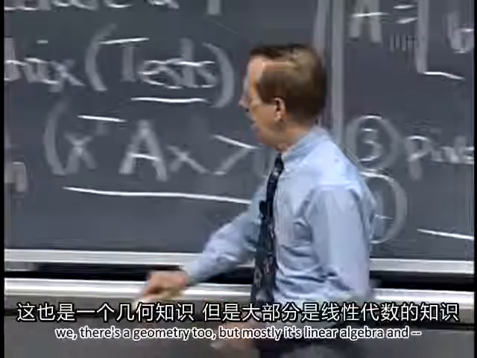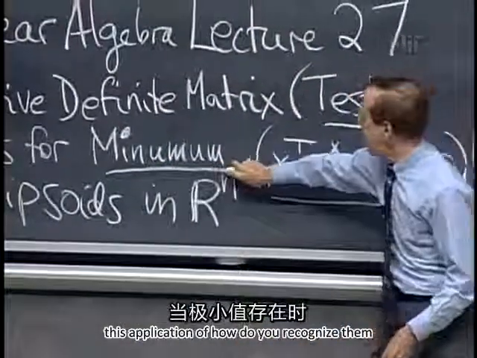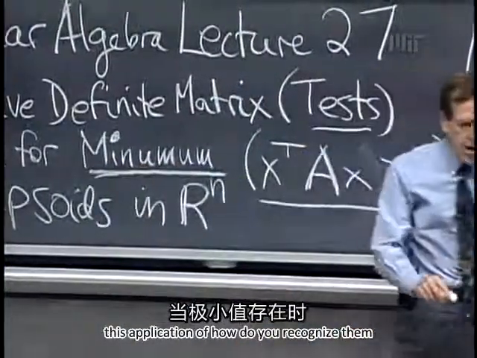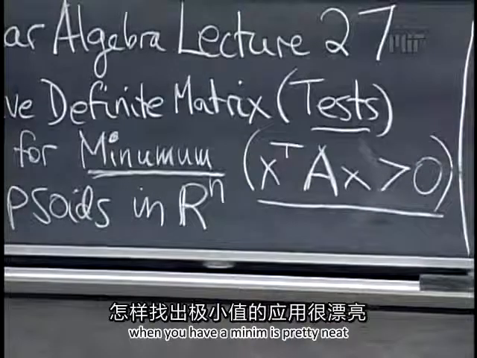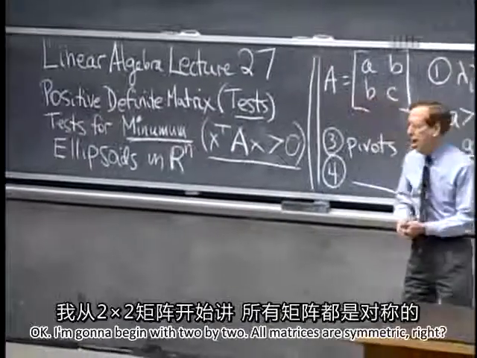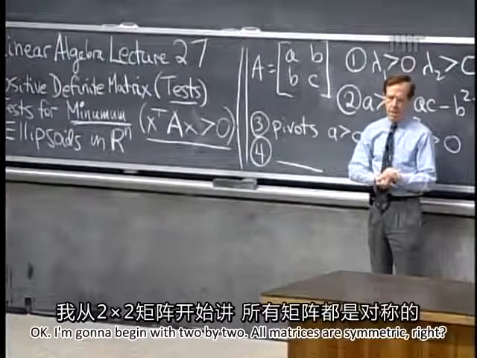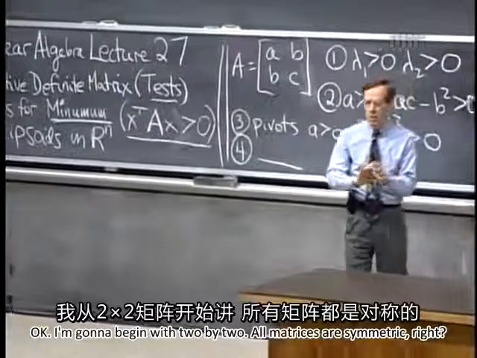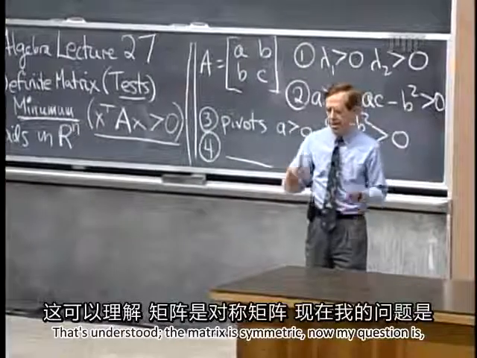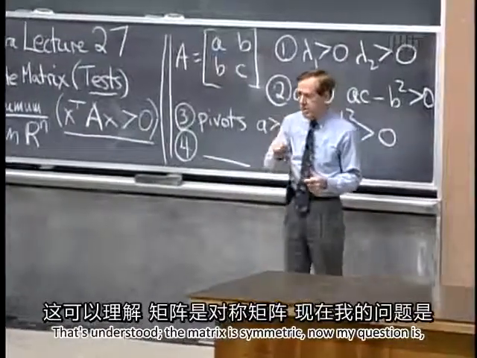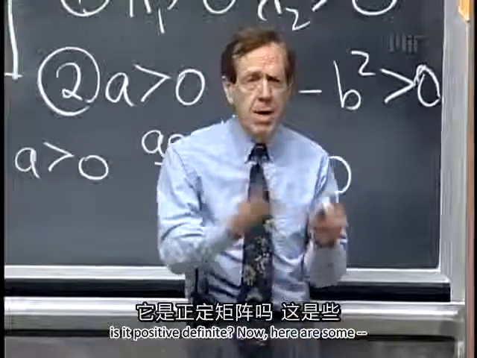And this application of how you recognize when you have a minimum is pretty neat. Okay, I'm going to begin with 2 by 2. All matrices are symmetric, right? That's understood. The matrix is symmetric. Now my question is, is it positive definite?